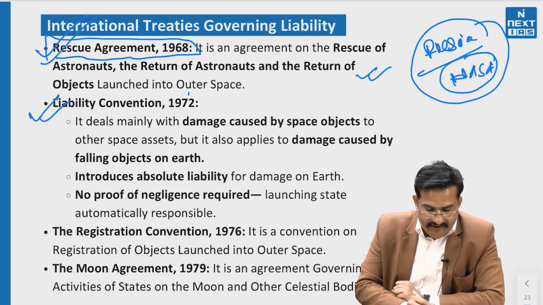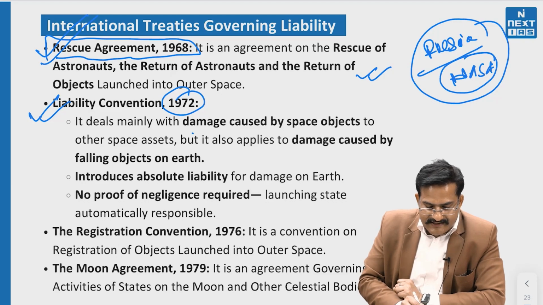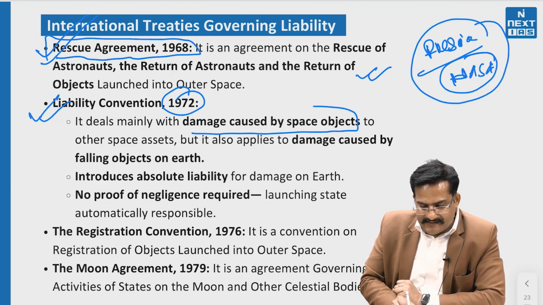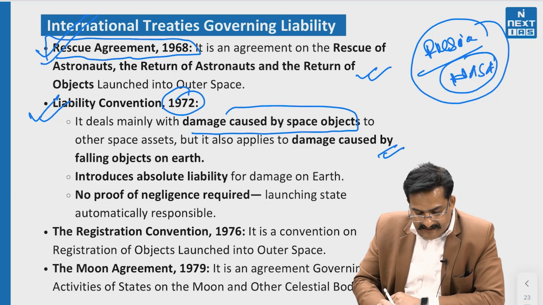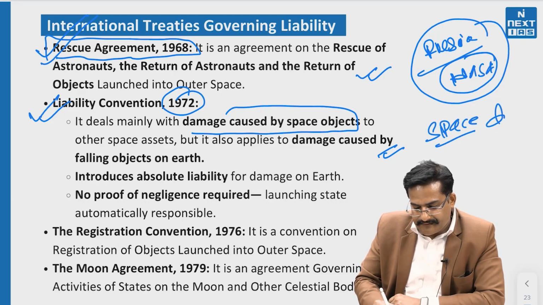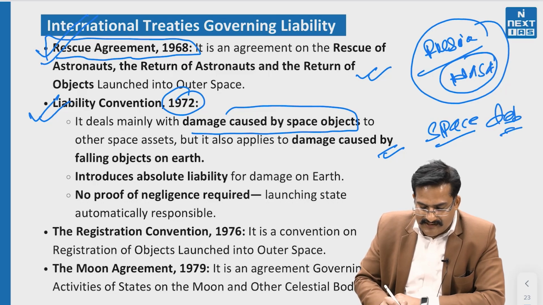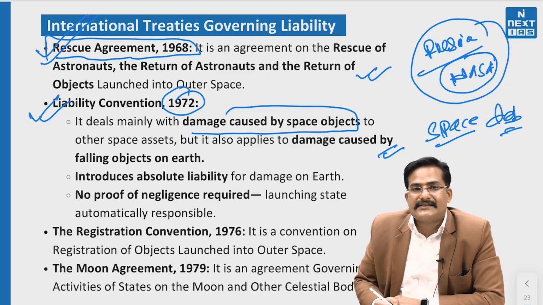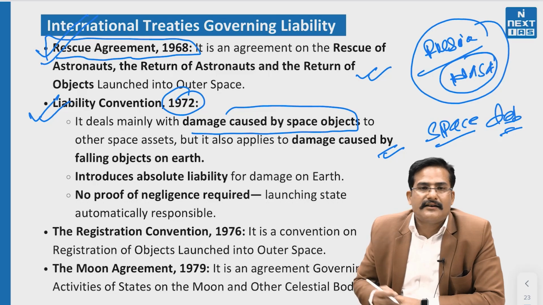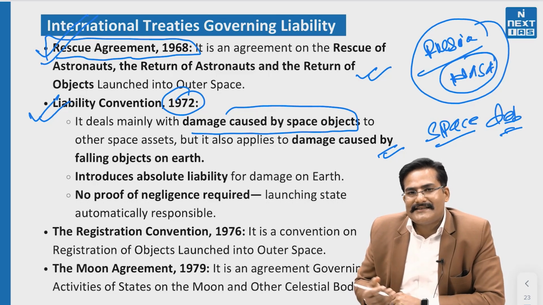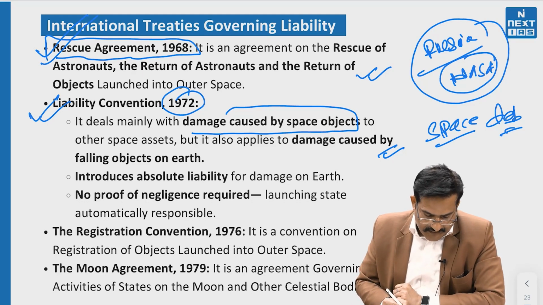Next is the Liability Convention of 1972, which deals mainly with damages caused by space objects, and it is more focused on space debris, right? However, since there is a lack of universal definition of space debris, the state or non-state actor can escape this clause as well, right?